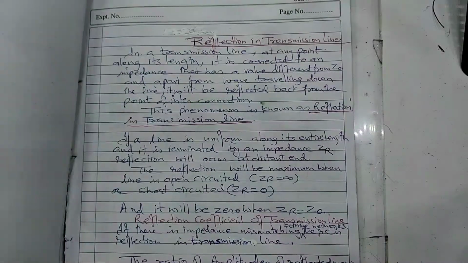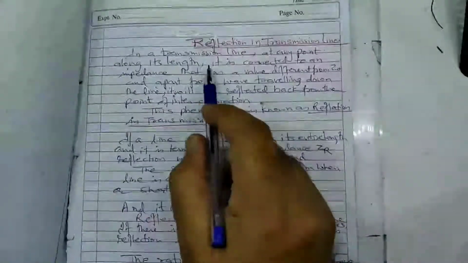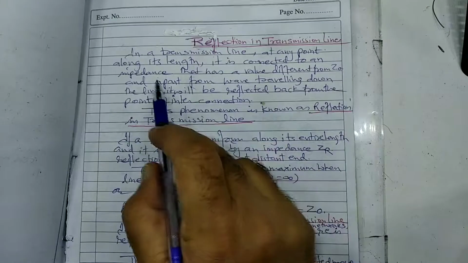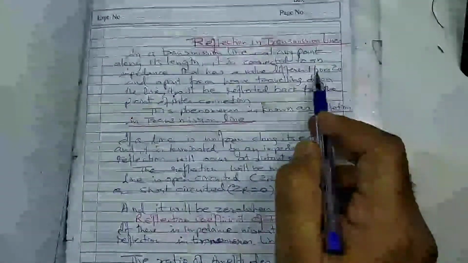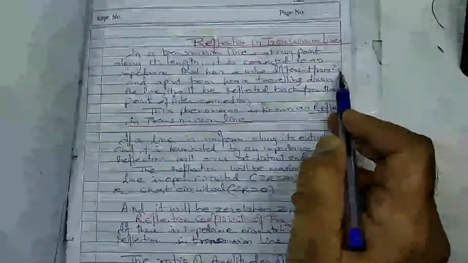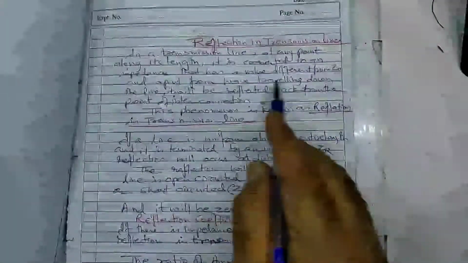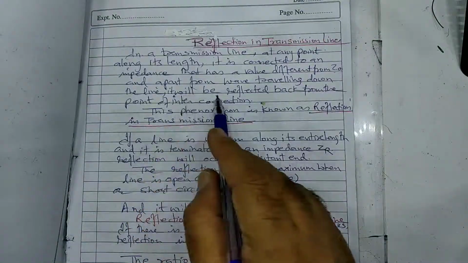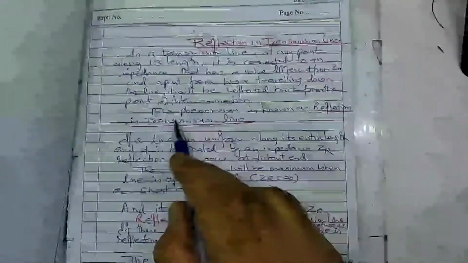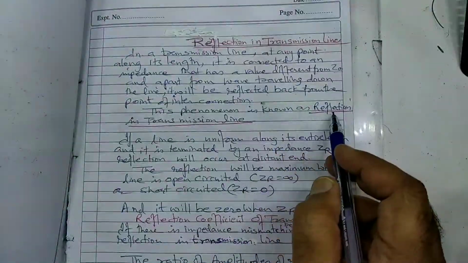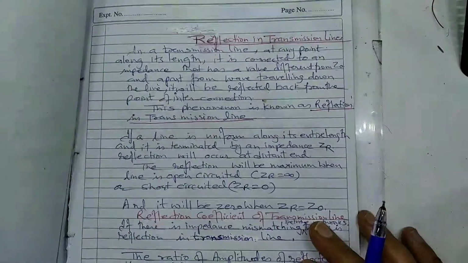In a transmission line, at any point along its length, it is connected to an impedance that has a value different from Z0, the characteristic impedance. Apart from the wave traveling down the line, it will be reflected back from the point of interconnection. This phenomenon is known as reflection in transmission lines.